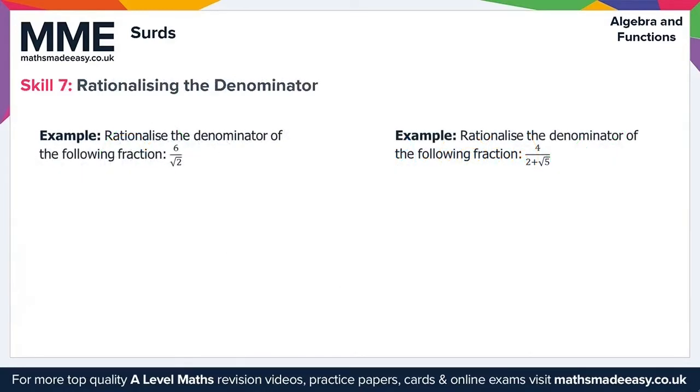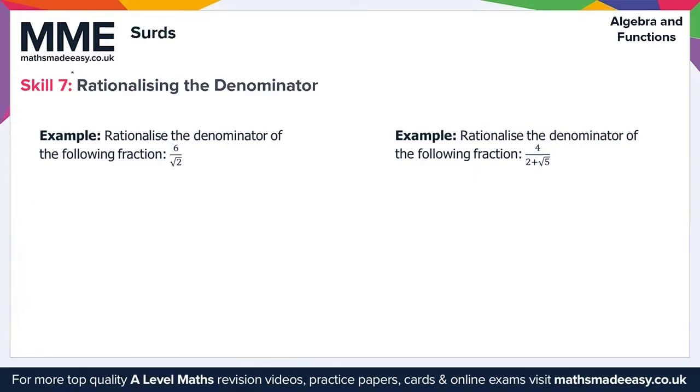And finally, let's take a look now at skill 7 on rationalising the denominator. So to rationalise the denominator, you need to remove the surd from the bottom of the fraction. And there's 2 different types of rationalising the denominator. You'll see an easy example here, or an easier example, and a slightly more complicated example here. So let's start with the easier of the 2 examples.